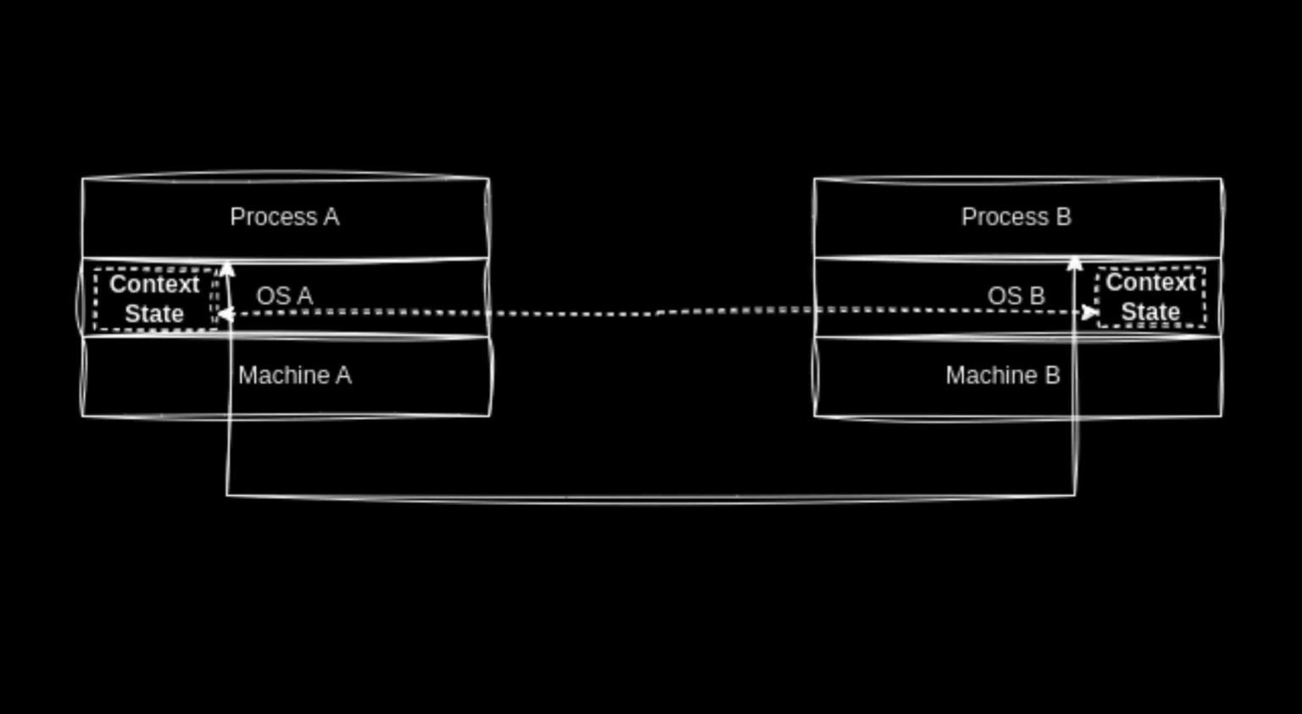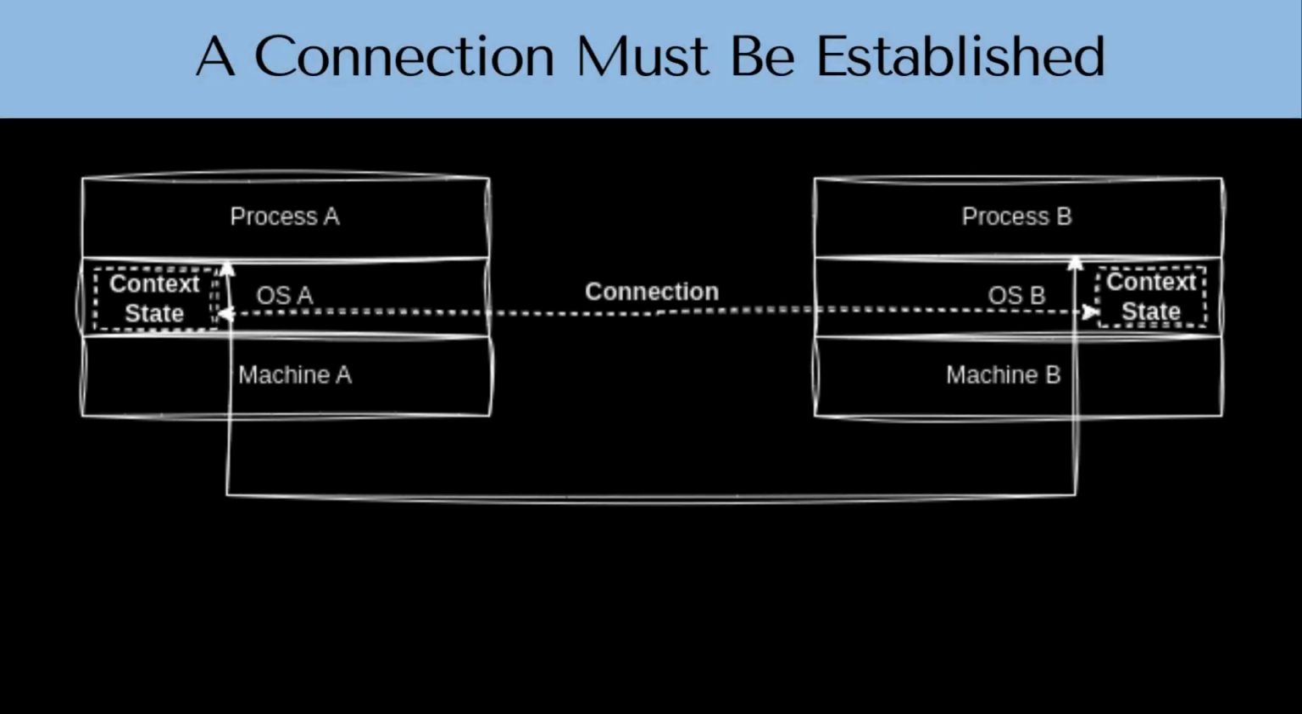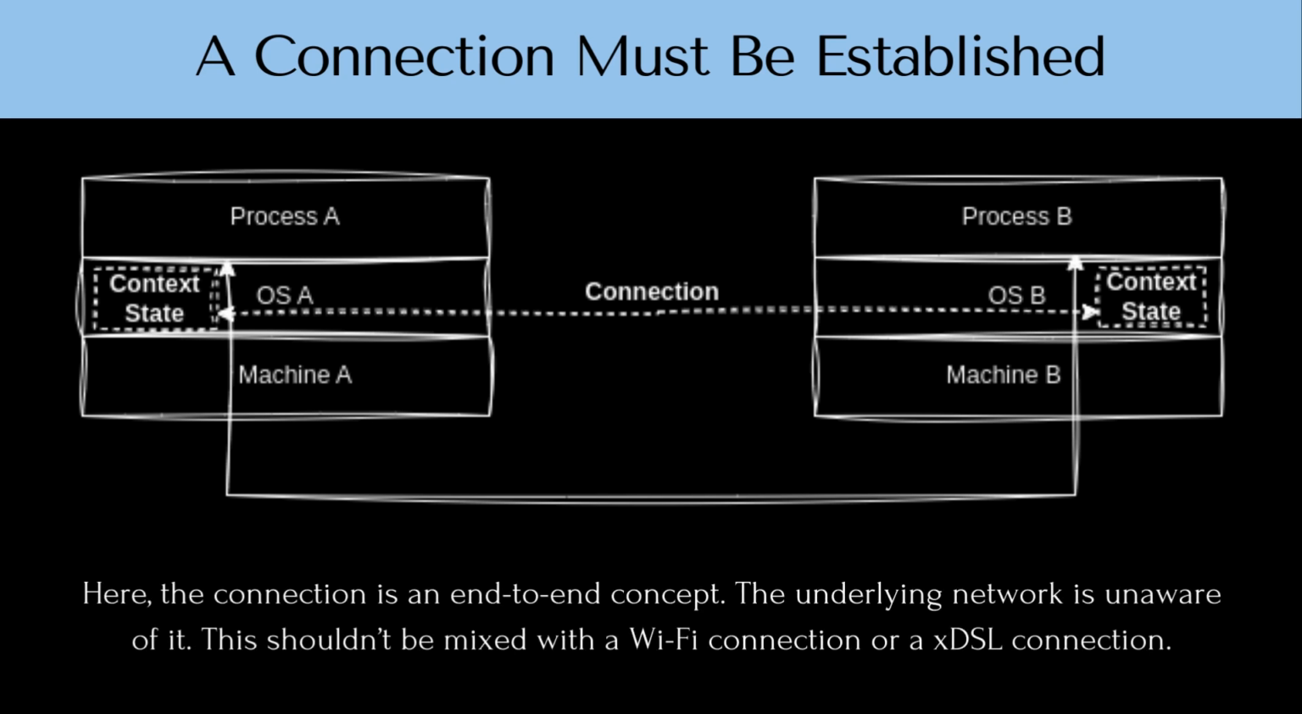Similarly, before two processes can exchange data, context and state must be established on each end and bound together on their behalf by their respective operating systems. This is what we call a connection. We say that a connection must be established between the two communicating processes. Here, the connection is an end-to-end concept. The underlying network is unaware of it. This shouldn't be mixed with a Wi-Fi connection or a XDSL connection.